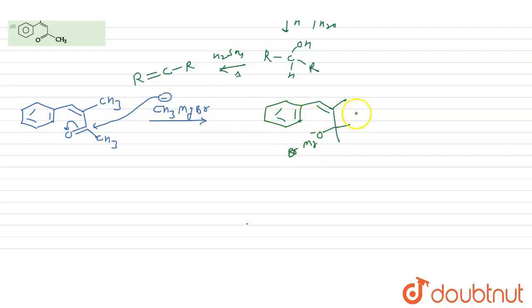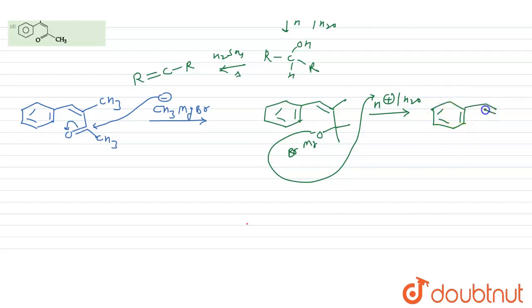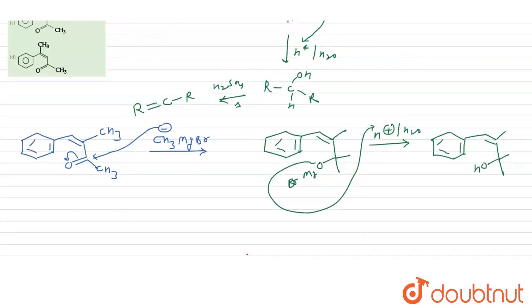After this we add water to it, that means water, H positive. This negative will abstract this proton, and there is a formation of alcohol. The alcohol will look like this: this is the methyl group, and this is OH over here, and this is 2-methyl. So this is our first reaction, and after this is the second.